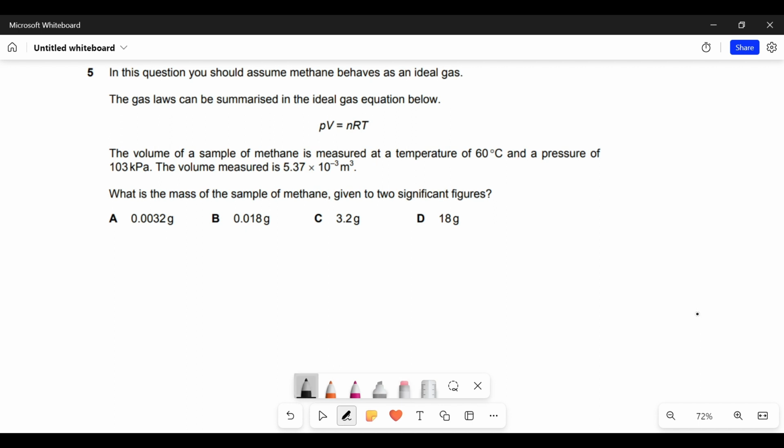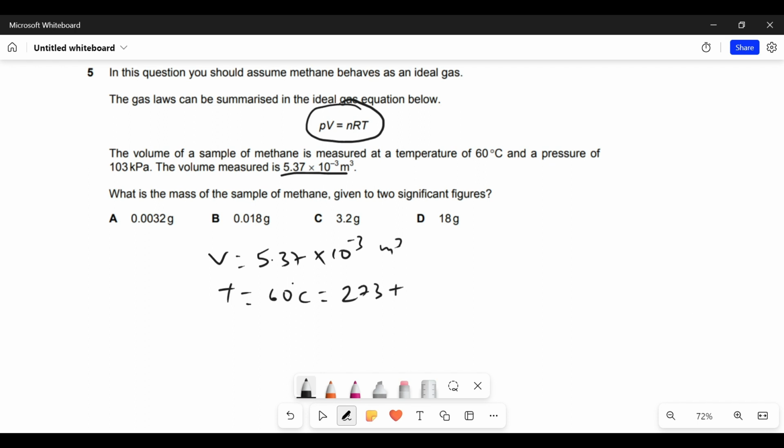Question number 5 says consider methane gas as an ideal gas, and we can use the ideal gas equation, PV equals nRT. The volume of the sample of gas has been given. V is 5.37 into 10 raised to the power minus 3 meter cube. Temperature T is 60 degrees Celsius, which can be converted into Kelvin by adding 273 plus 60. It comes out to be 333 Kelvin. And pressure P is 103 kilopascal, which can be written as 103 into 10 raised to the power 3 Pascal.